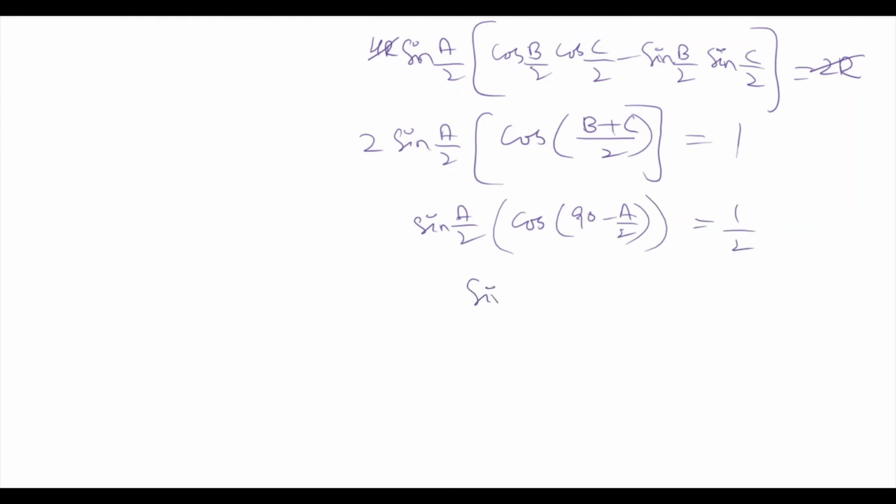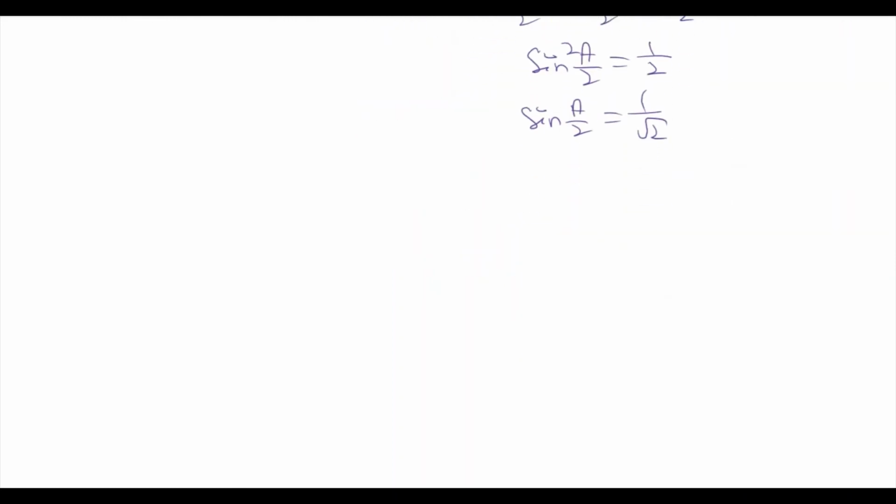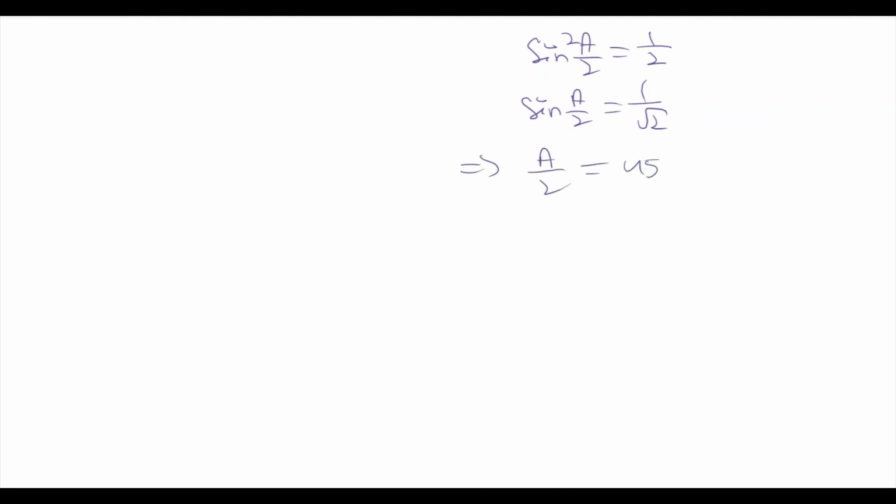Sin A/2 into, this is cos of (90 minus theta), which is sin theta. Sin A/2 into sin A/2 equals 1 by 2. Sin square A/2 equals 1 by 2, and sin A/2 equals 1 by root 2. That implies A/2 equals 45 degrees and A equals 90 degrees. So my triangle is a right angle triangle at vertex A.